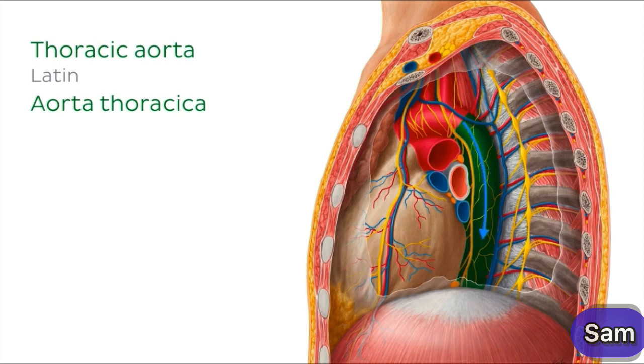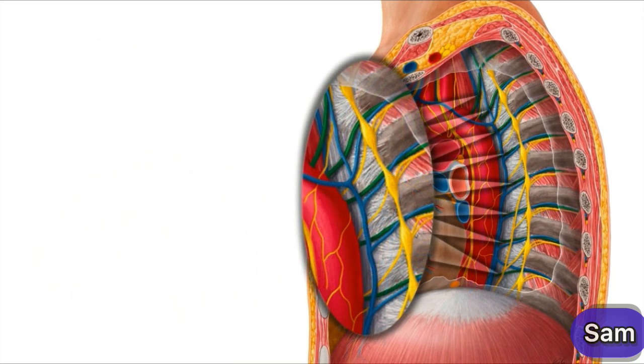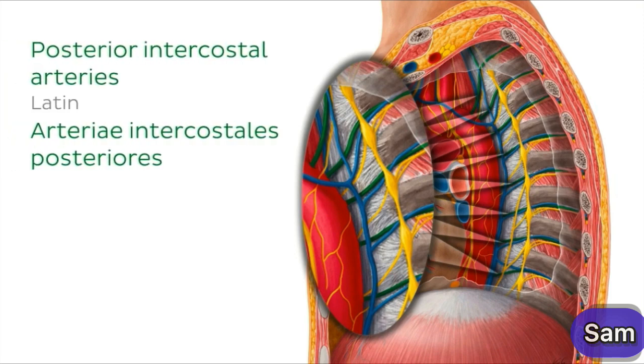Continuing on from the aortic arch, the descending thoracic aorta runs along the left side of the lower thoracic vertebral bodies before passing through the aortic hiatus of the respiratory diaphragm, and once it's there it becomes the abdominal aorta. As it descends through the posterior mediastinum, the descending thoracic aorta gives off paired lateral branches which supply the intercostal spaces between the 3rd through to the 12th ribs, and these are known as the posterior intercostal arteries.